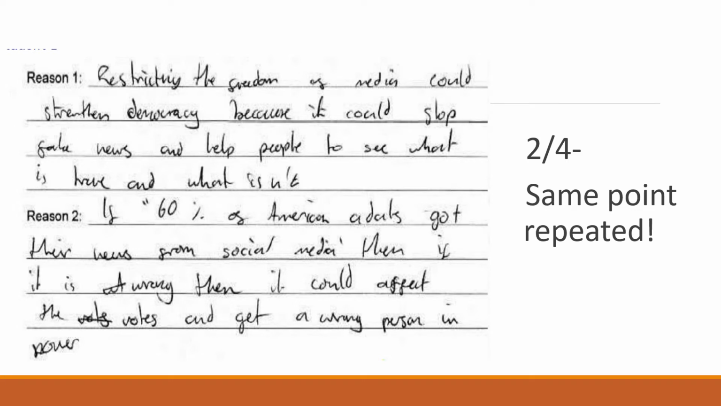If you look at this example for the same question, they've only got 2 out of 4 because yes, they've picked something from the source and yes, they have explained their point, but they've done the same point twice. They've spoken about the fake news stuff twice, even though they've explained it slightly differently. Both of their reasons are exactly the same point. So please make sure in your 4 mark questions it is 2 completely separate points.